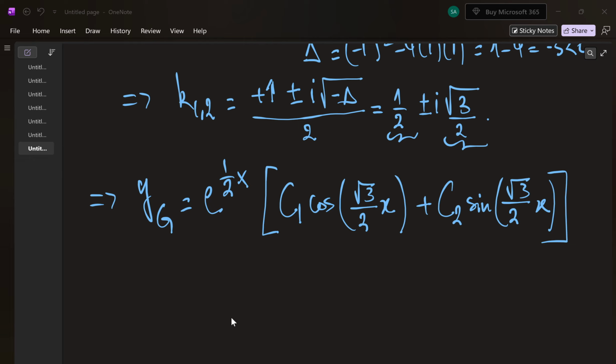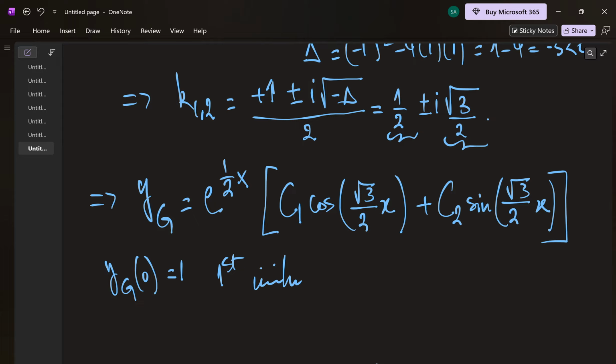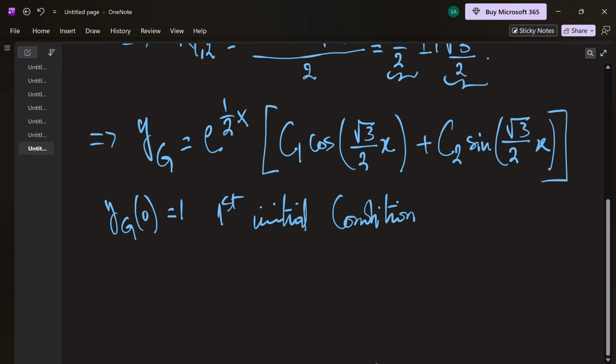Okay. Now remember that this problem is with initial conditions. Now we should find the values of C1 and C2 that satisfy them. So we have y of 0 is equal to 1. This is the first initial condition.